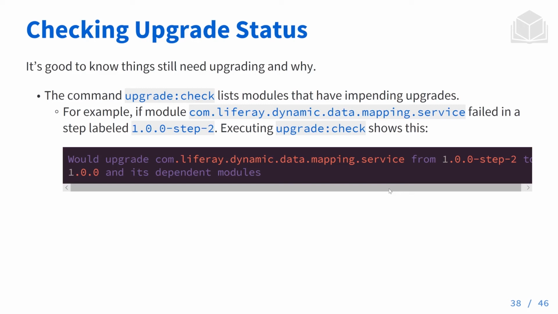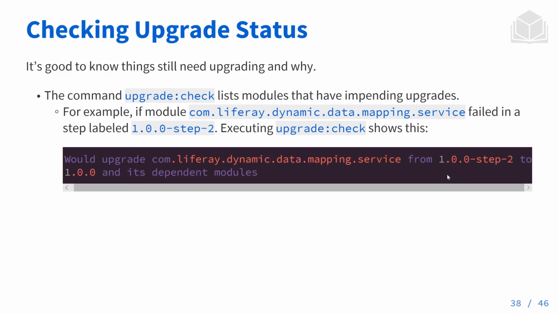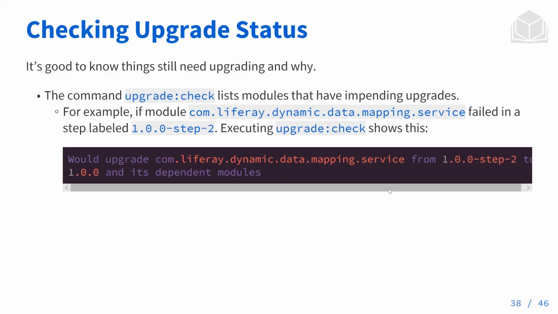So another command that we can use is going to be this upgrade check. It does just that. It gives you a list of the modules that have an upgrade in process or an upgrade that is along the way. This can be especially useful if you think something went through, but it didn't quite go through all the way. So in this example here, we see that this module failed from step 2 to 1.0. So along the way, it missed step 1 to get to 1.0. So then you can try to upgrade it again using the previous commands that we talked about.